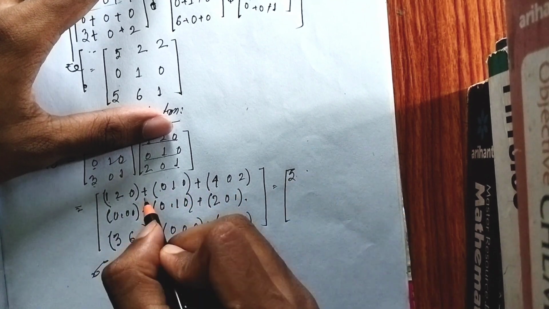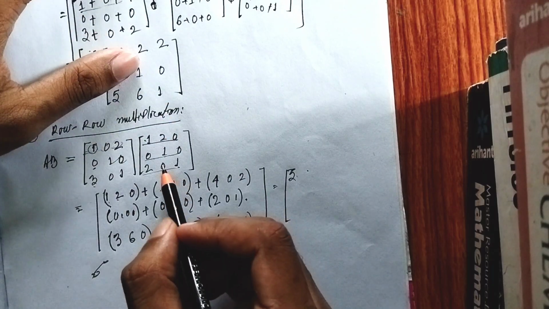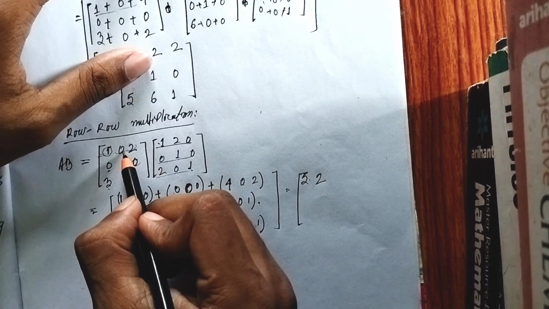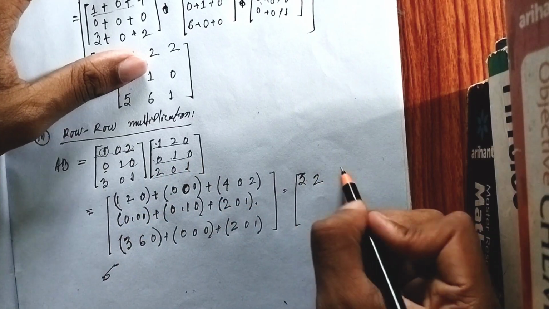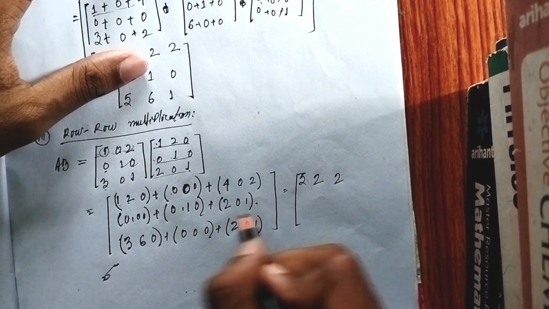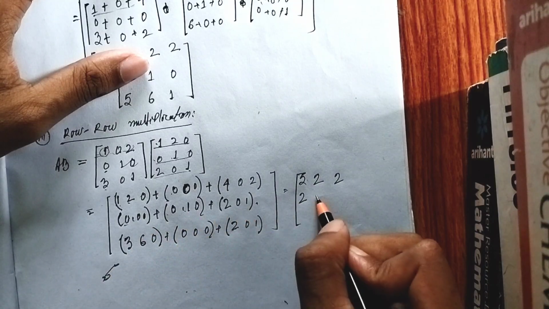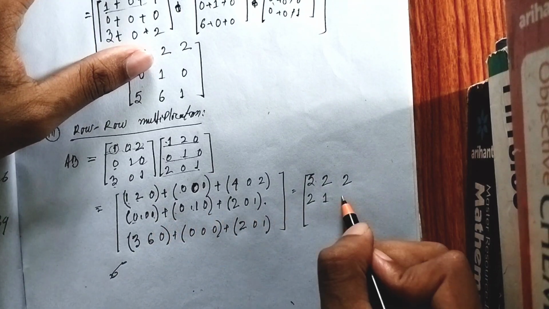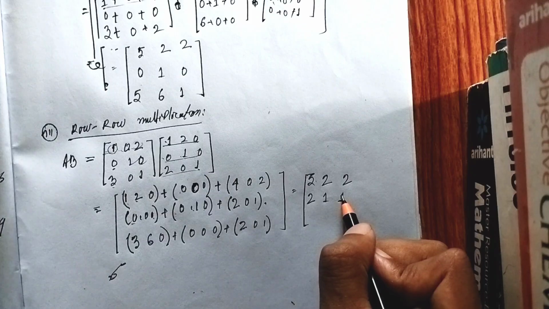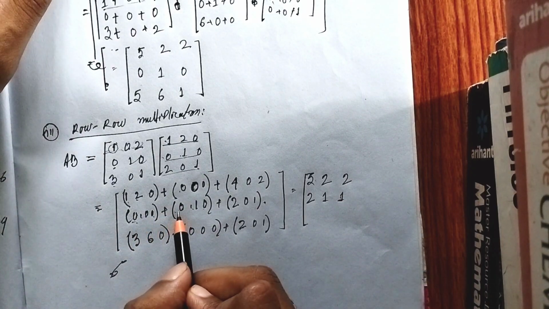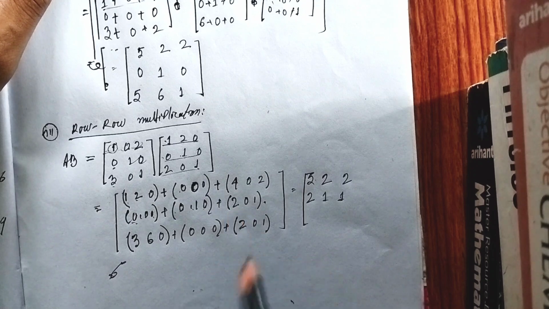Sorry, I made a mistake, this is going to be 0. Okay, so 0 0 0. And this is again 0 0 2. Okay, this is 0 0 2, 0 plus 1 plus 0 equal to 1, 0 plus 0 plus 1 equal to 1. So 2 1 1. Okay, I think I made a mistake here.